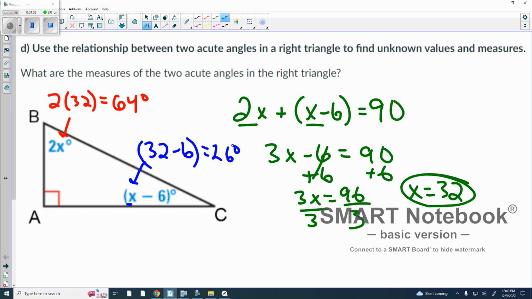And if I want to double check, I can. The sum of these two angles should get me to 90 degrees, and 64 plus 26 definitely is 90 degrees. There is your success criteria question on using the fact that we know that the two non-right angles in a right triangle are complementary. They add up to 90 degrees.